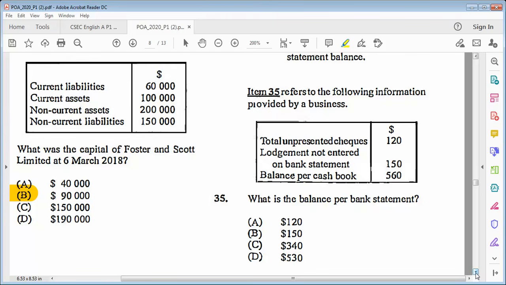So we have balance per cash book, $560. Then we are going to add unpresented checks, which is $120. So when we add 560 and 120, we get $680. Then we're going to less bank lodgement not entered on bank statement, $150. So when we take away that 150 from 680, we're left with $530. So our answer would be D.